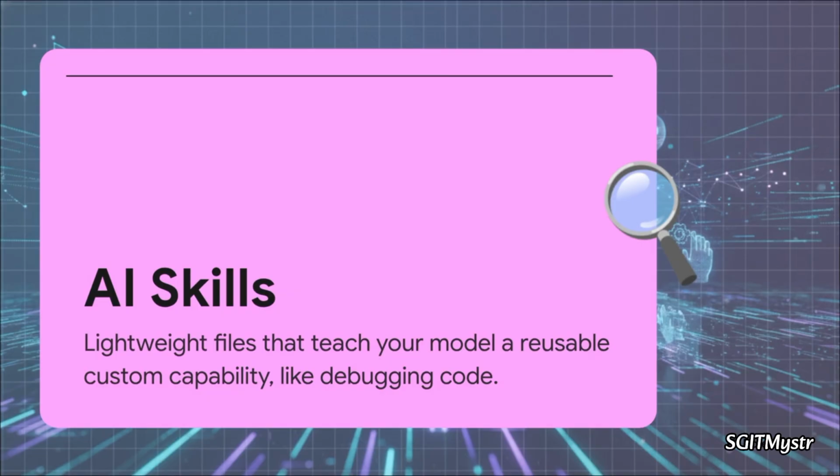If MCP is the secure phone line to the outside world, a skill is the training manual the AI reads right before it picks up that phone. Skills are just incredible for tasks where you need highly repeatable outputs, things like cleaning up messy Excel documents, running strict compliance checks, or executing a very specific code debugging routine that your engineering team prefers.